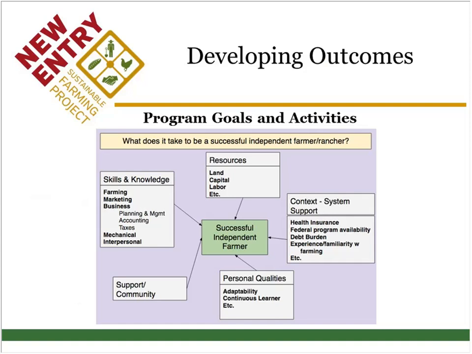So, program goals and activities. What is your program offering to impact farmer success? What kind of topics, what kind of skills and knowledge? Here's a list of items that are needed for farmers and ranchers to be successful. Again, a program can work on many of these or just one or a few.